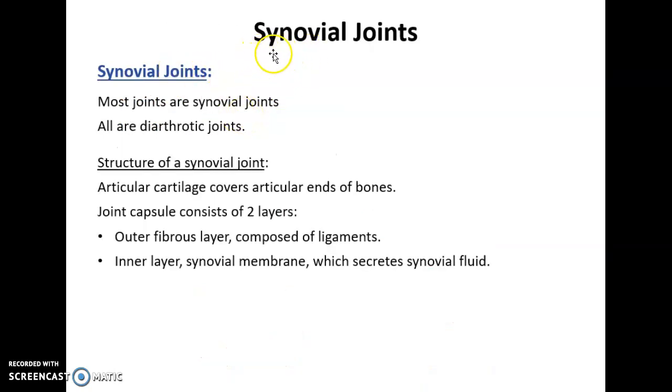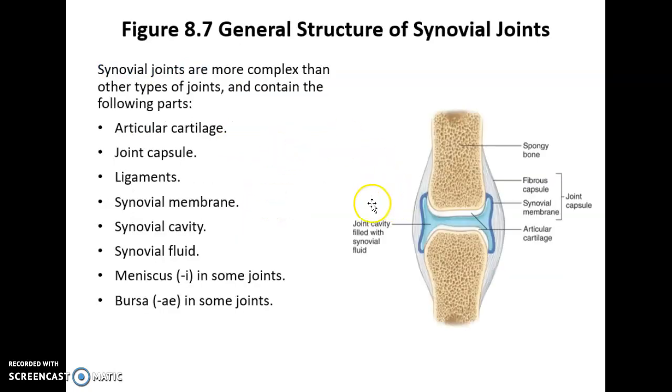Finally, regarding the structure, we have the most common joints in our body. These are the synovial joints, and the structure for the synovial joints is always at least 4 elements. The outermost layer is going to be the capsule, and it's made of the fibrous capsule.